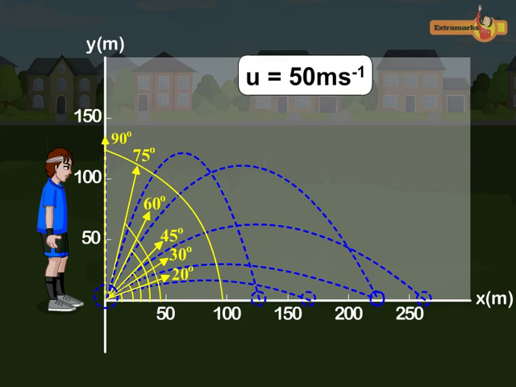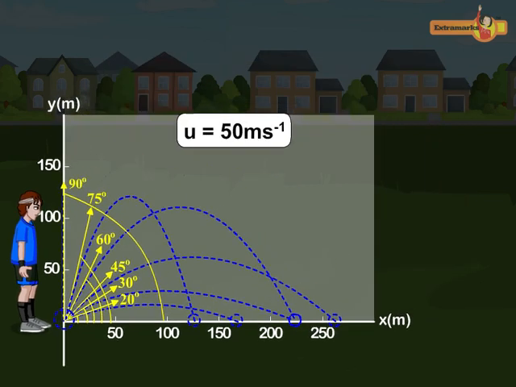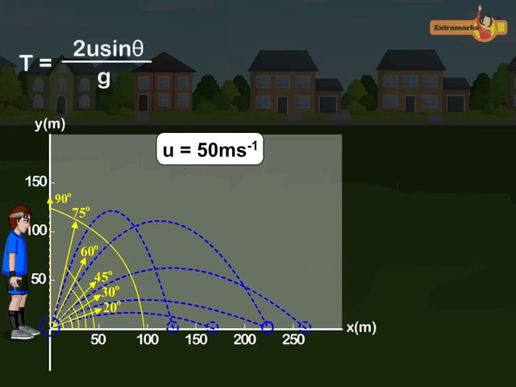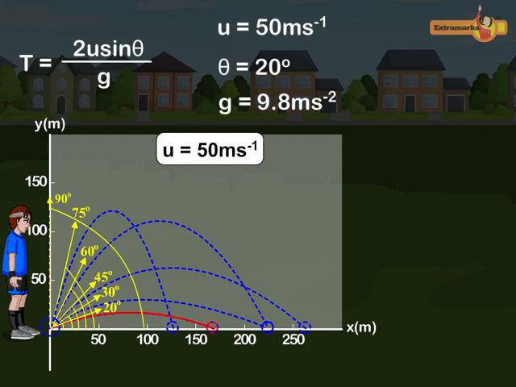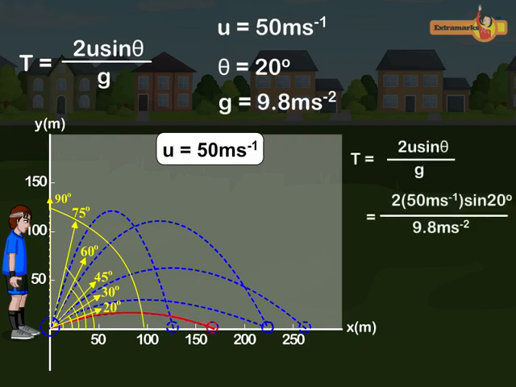Likewise, we observe that the ball takes different time for the journey when thrown at different angles. The time of flight of a projectile can be calculated by using the formula T equals 2u sin theta upon g. The time of flight for each angle can be calculated by using the same formula.